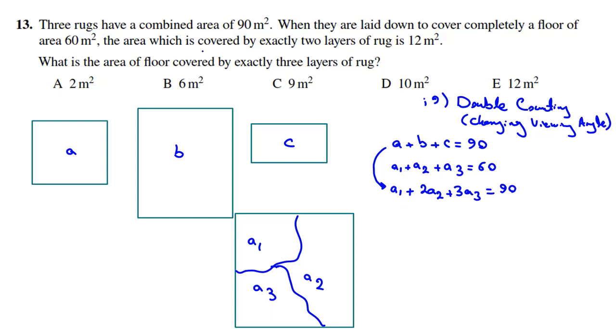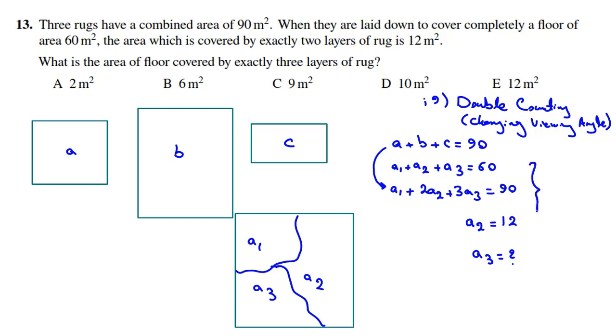So let's try A1 plus 2A2 plus 3A3 equal to 90. And then it says the area which is covered by exactly 2 layers of rock is 12 meters squared. So A2 is 12 meters squared. What is the area of floor covered by exactly 3 layers of rock? So A3 is what the problem wants.